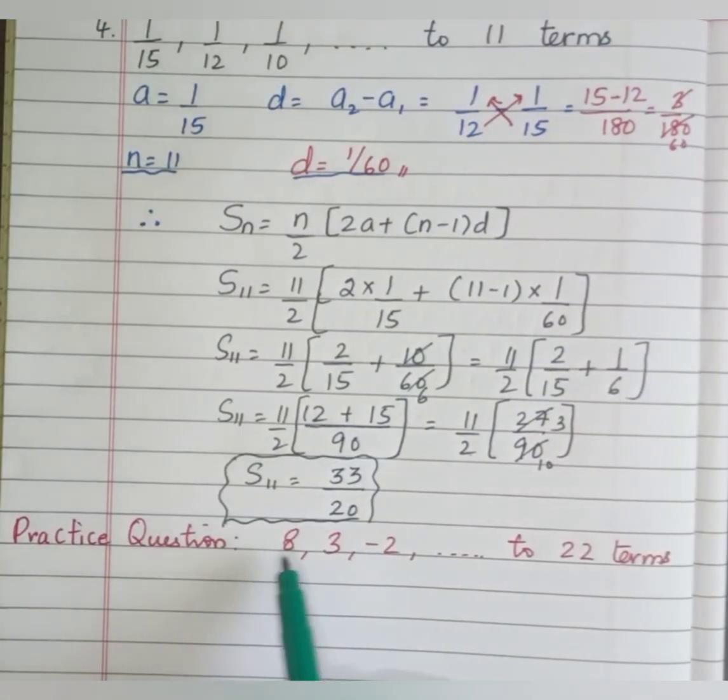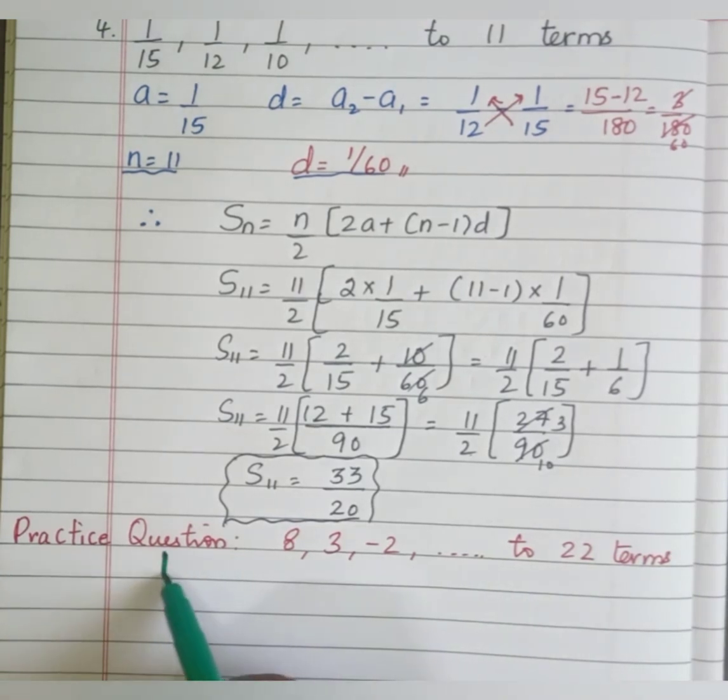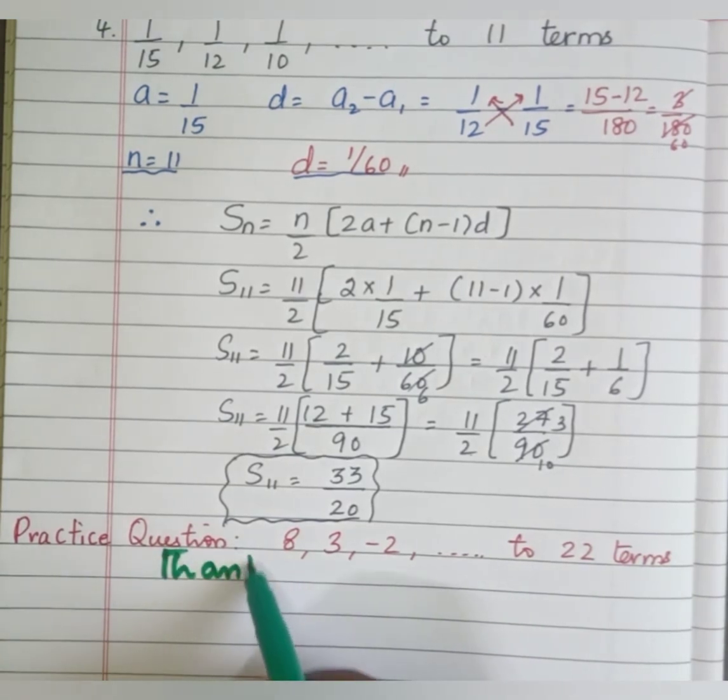Students, hopefully you have understood. Now a practice question for you: 8, 3, minus 2. Find the sum of 22 terms.